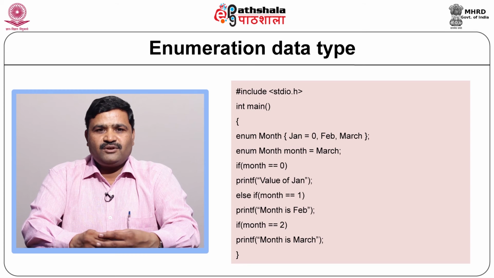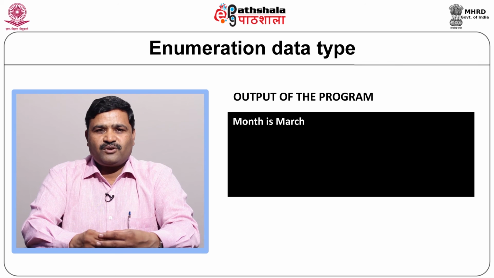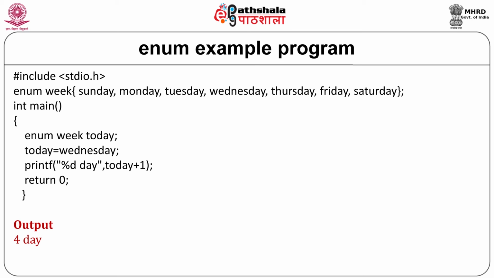If month equals 0, then a message will be printed like value of Jan. If month equals 1, then the message printed will be month is Feb. If month equals 2, then the message will be month is March. In this program, enum month is March, and therefore the message displayed is month is March. Let us see one more example of enumeration data type.